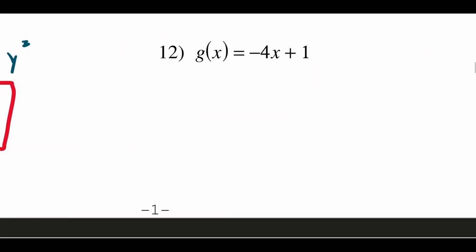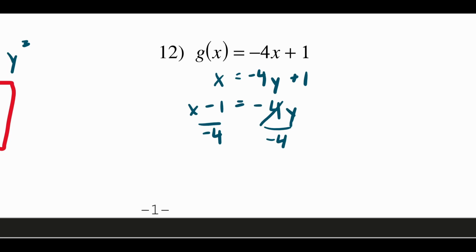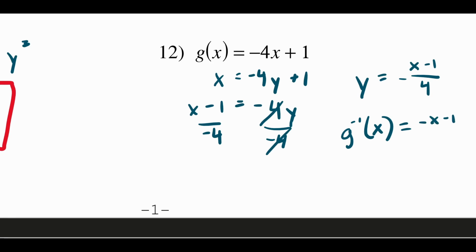In number 12, switching x and y at the start, we'll have that x is equal to negative 4y plus 1. Then we're going to solve for that y. So we'll simply subtract 1 from both sides to get that x minus 1 equals negative 4y. And then we'll divide by a negative 4. So we'll get that y is equal to x minus 1 over negative 4, or negative x minus 1 over 4. And there we have it. The inverse of g of x is equal to negative x minus 1 over 4. That's our solution in number 12.